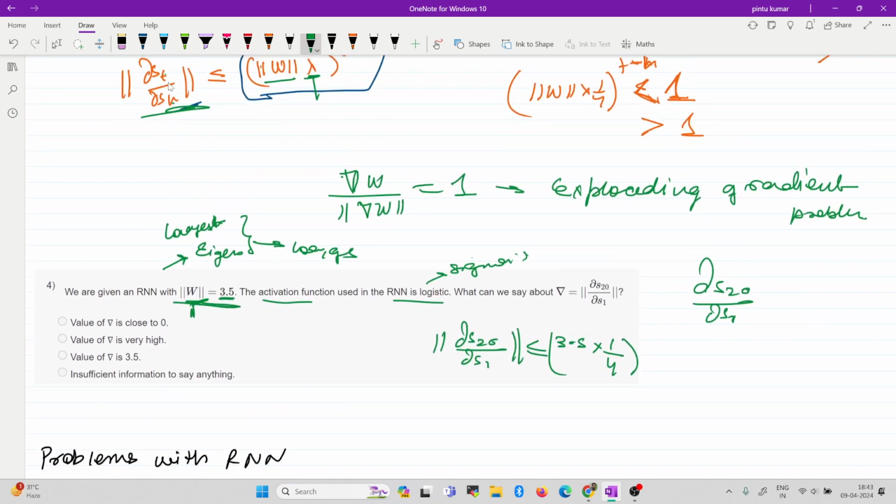So this was del St by del Sk. Here t is 20, k is 1, so the power is 19. If you look carefully, the value inside is strictly less than 1. So even if it is, let's say, 0.9 or something, if you raise it to the power 19, the value that you will obtain would be very close to 0. So the answer over here is that the value of the gradient is close to 0.